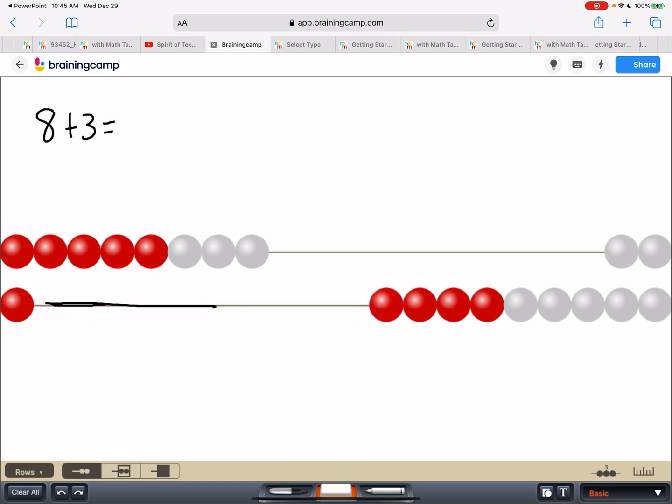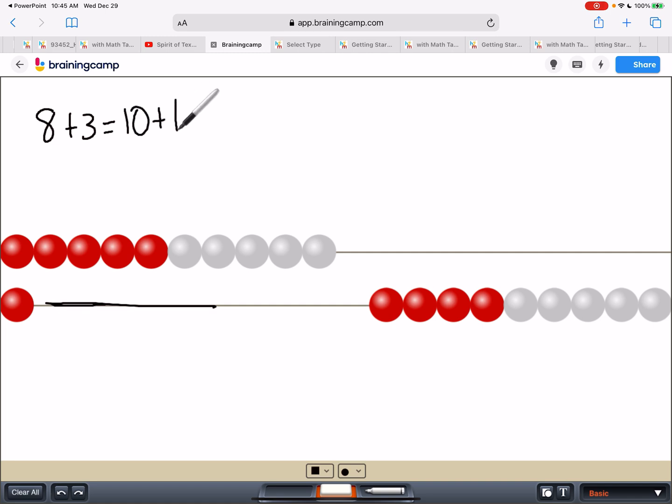I could take 2 from the 3, and I could give 2 to the top, to the 8, and now I have that new problem of 10 and 1, and now I have 11. So this is an example of using get to 10 for addition.